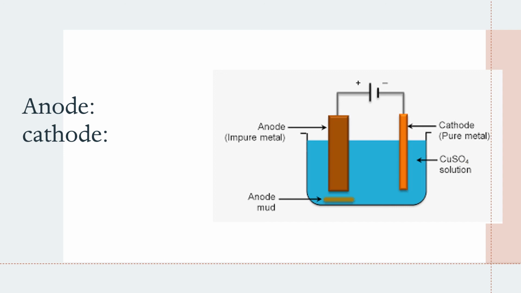Here we have the cathode, that is the pure metal, and the anode is the impure metal. The electrolyte is CuSO4.